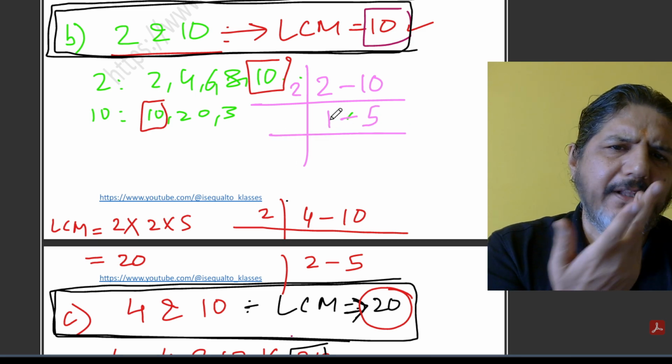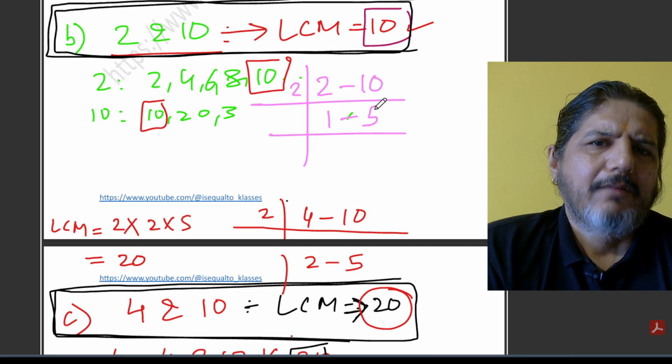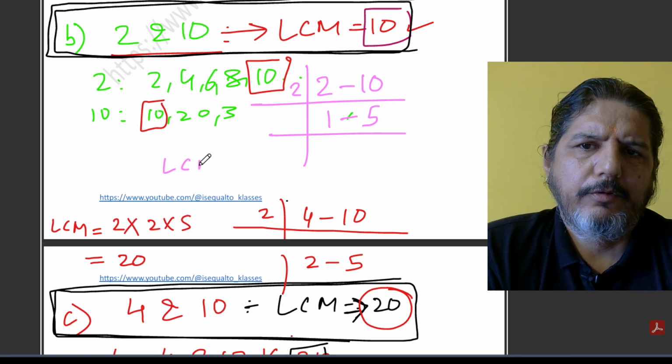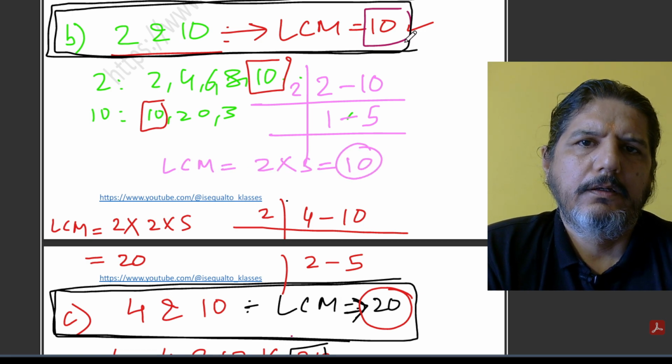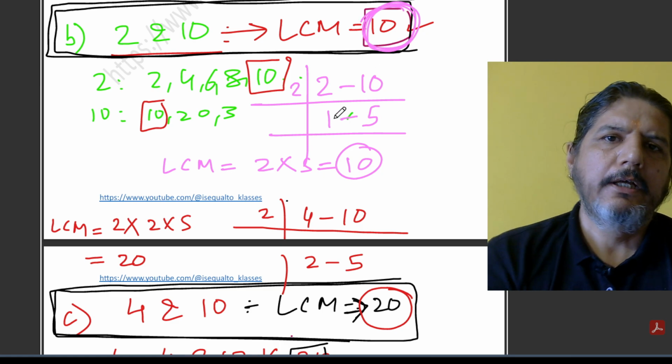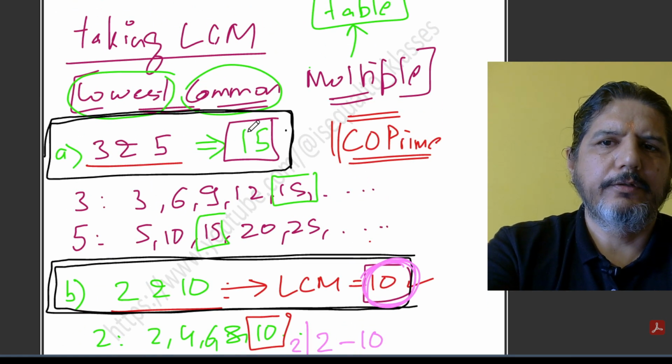And now the process stops because 1 and 5 are there. So the LCM would be multiplied by 5. It will be 10. So here it is 10. The LCM would remain the same, whichever method you use.